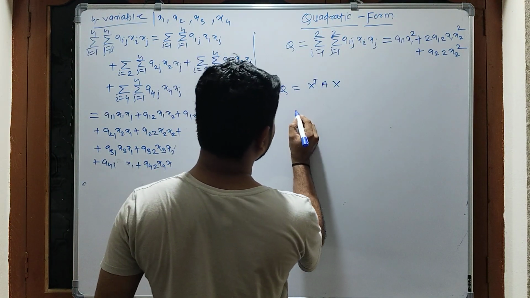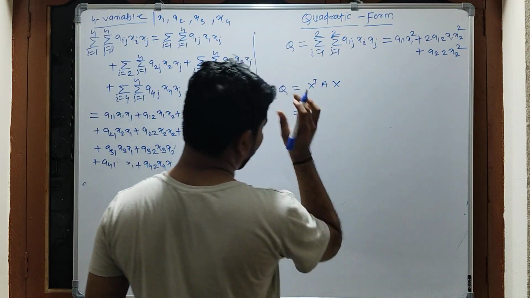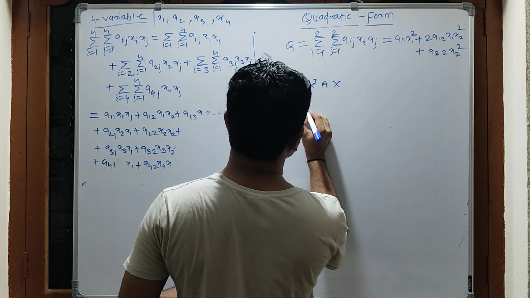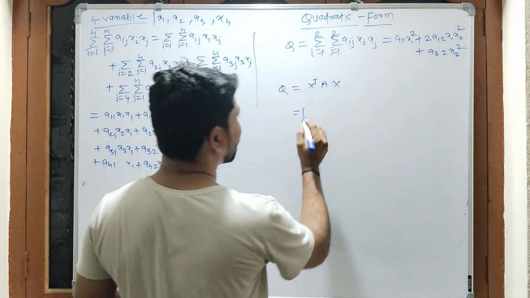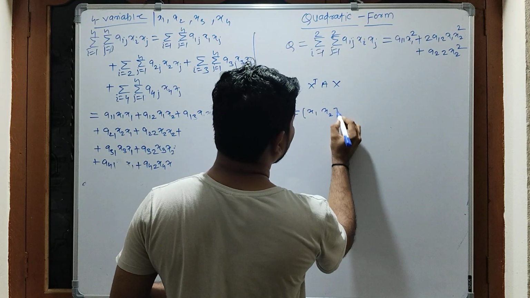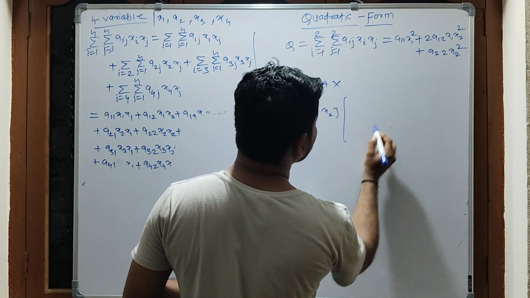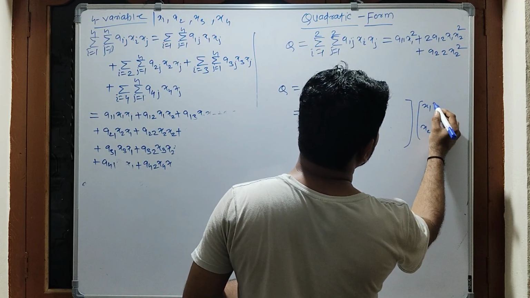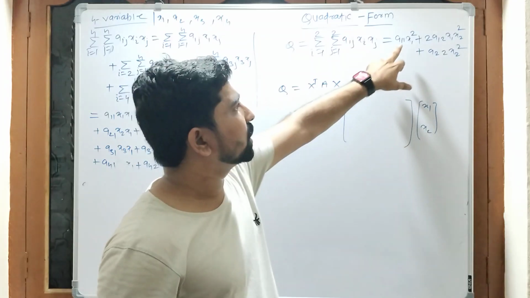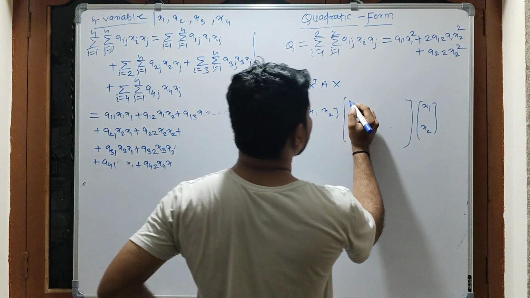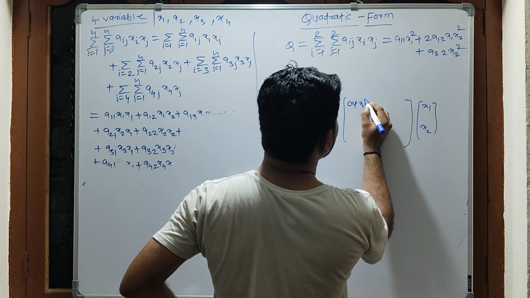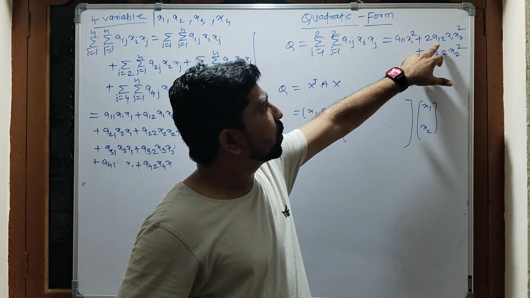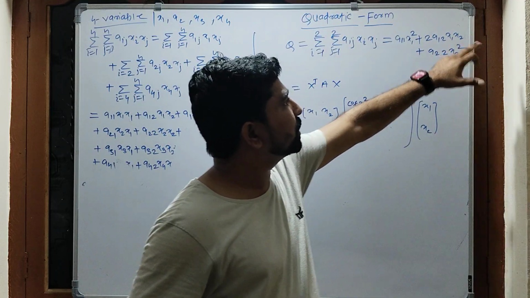Now this is equal to x transpose Ax. Here the number of unknowns is 2, so x is the column vector and x transpose is the row vector, x1 and x2. Now I want to write A here, and again x1 and x2. Here the coefficient of x1 squared goes in the a11 position, and the second position is a12, which is the coefficient of x1 x2.